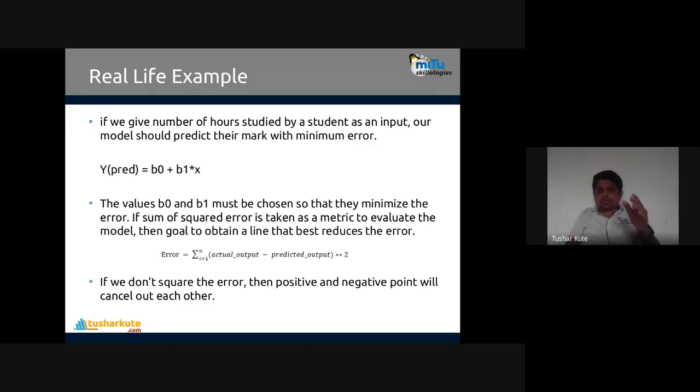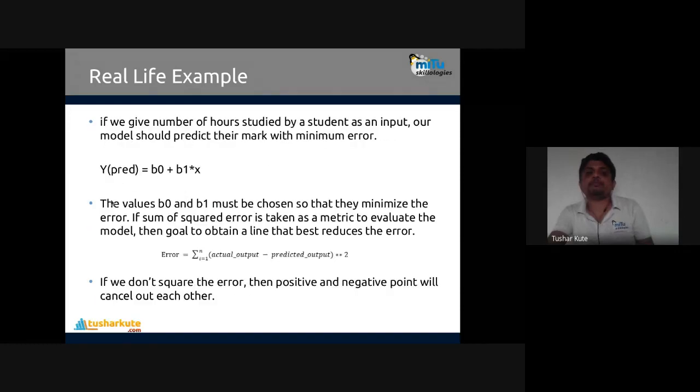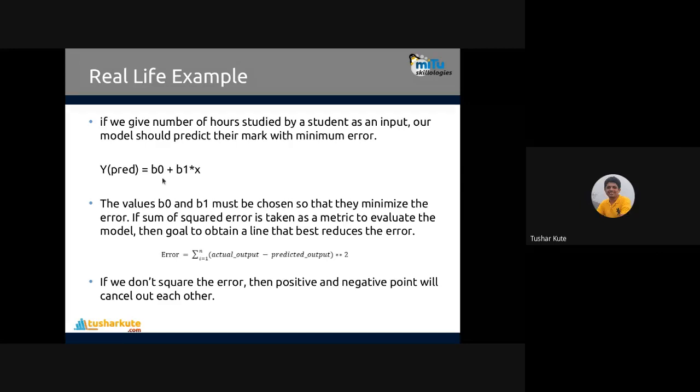So this is the formula that we have. If we give the number of hours studied by a student as input, our model should predict the marks with minimum error. Y is the predicted value, that's why we have marks. Y = B0 + B1x. What is B0? It's called the Y intercept, and B1 is the slope of that line. The values B0 and B1 must be chosen so that they minimize the error.